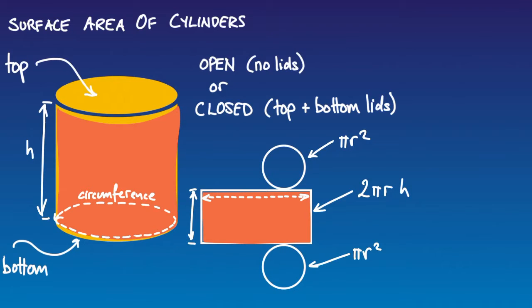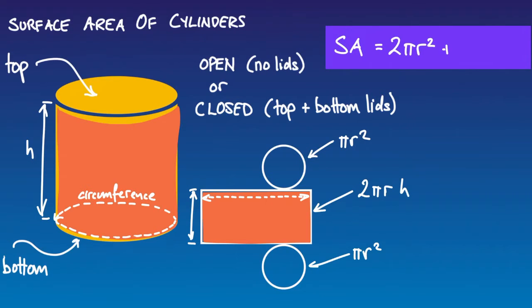Put them all together, which you don't have to do every time. All you need to know is that creates for us this formula. The surface area of a cylinder equals 2 pi r squared, because I've got 2 circles, both of which are pi r squared, so 2 of them, plus the rectangular wall, which is 2 pi r h. That's given to you in your HSC formula sheet. Now you just got to know how to use it.